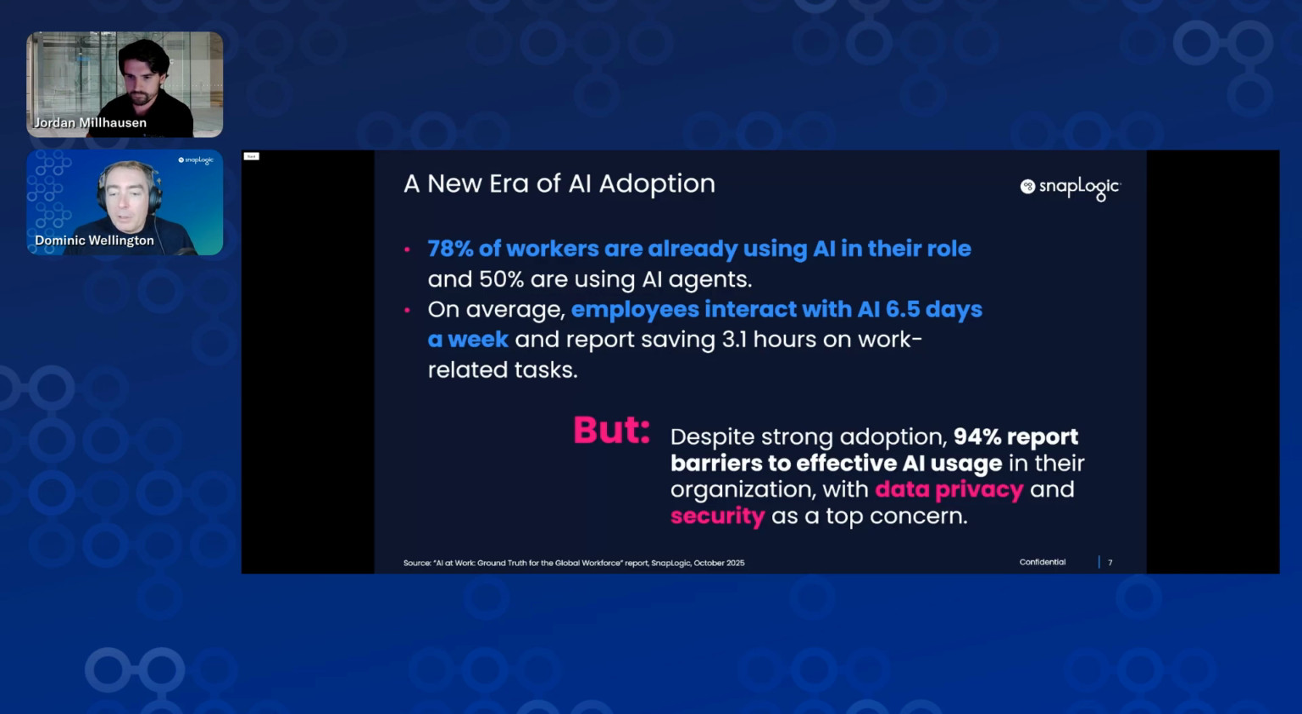far too many people, 94%, are reporting barriers to effective AI usage in their organization. And again, it comes back to data privacy and security. Can I get permission to get access to the data? Can I even get access technically to the data that I need to make my AI tool work? It's easy to make a proof of concept, cool demo work offline, but getting access to the real world production data, that's a whole other question.